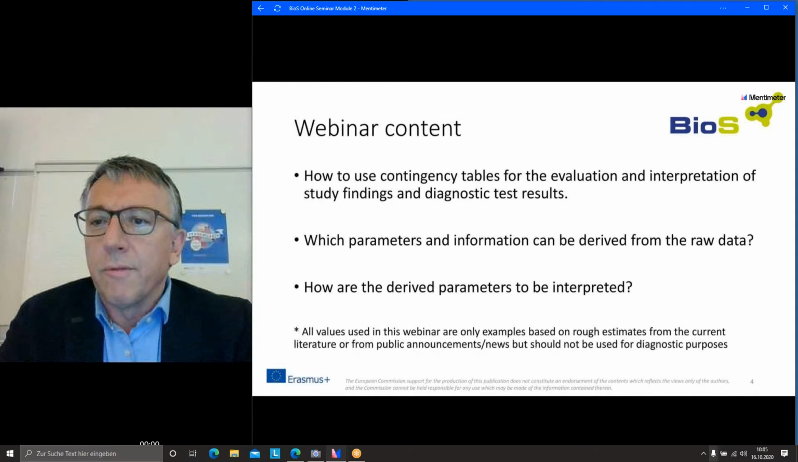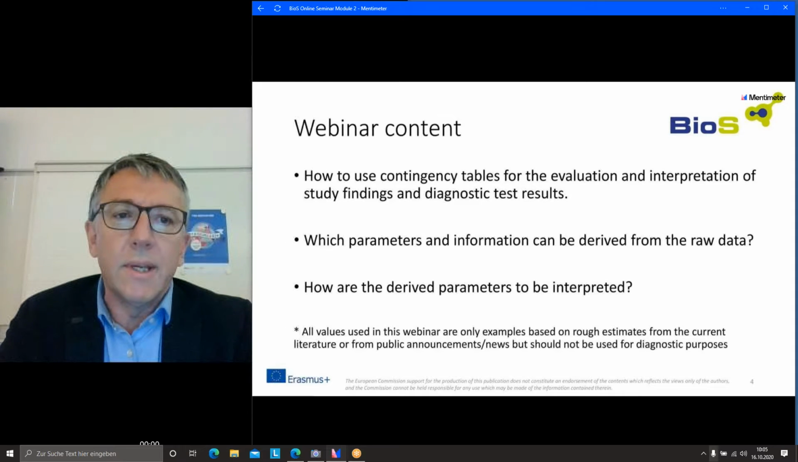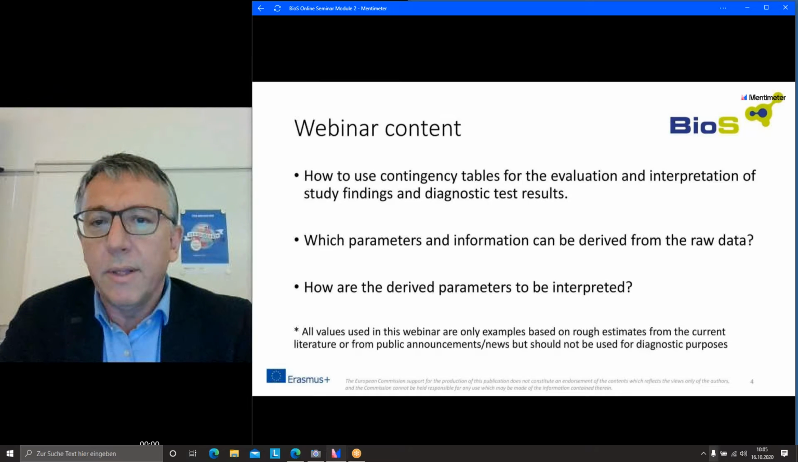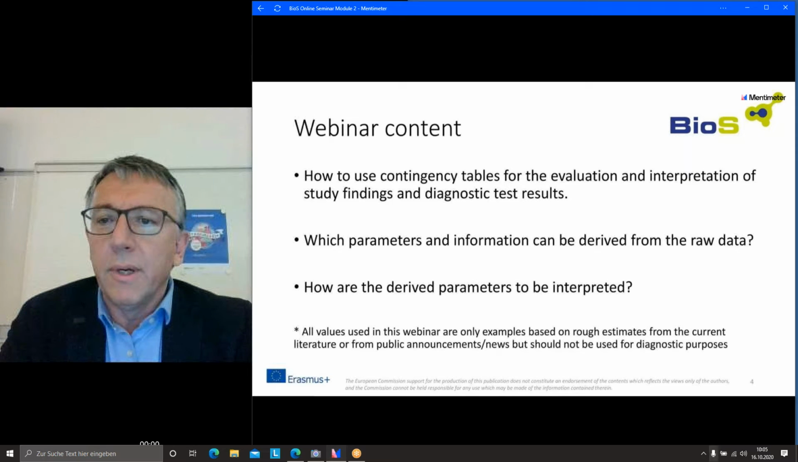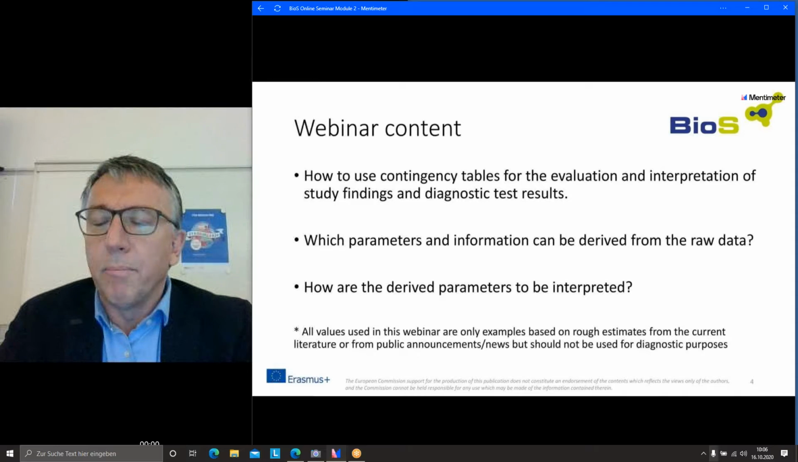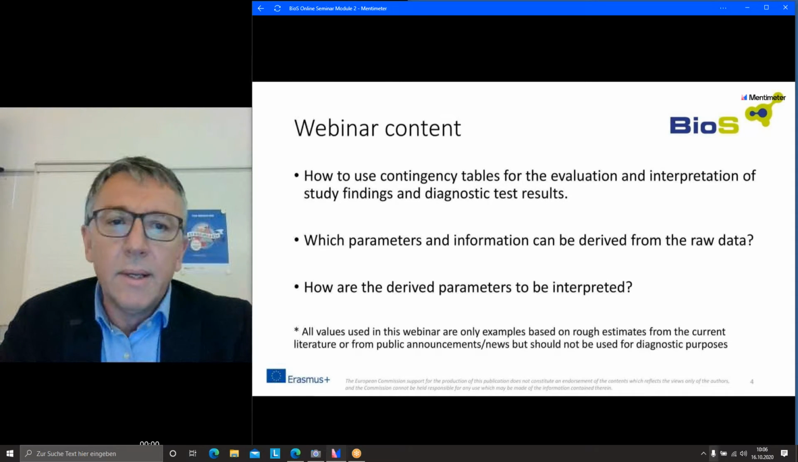However, you still have the possibility of a lot of interpretation of these data. And today you will learn how to interpret this data, how to use 2x2 or contingency tables to evaluate and interpret the data, and then, once you have the data put into the table, what parameters you can obtain and what information can be derived.